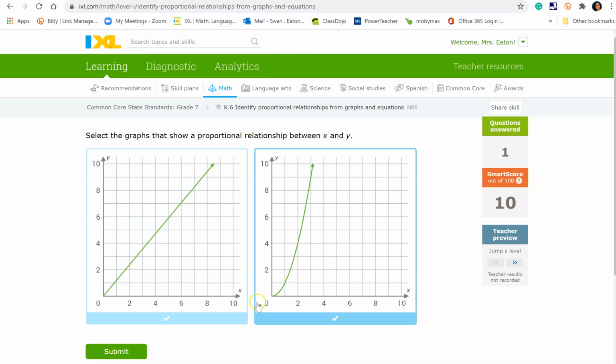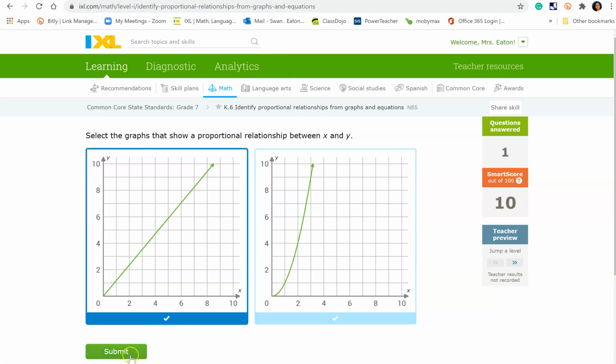This one, straight line through the origin, curvy line through the origin. Oh my gosh, I don't think so. Not proportional.